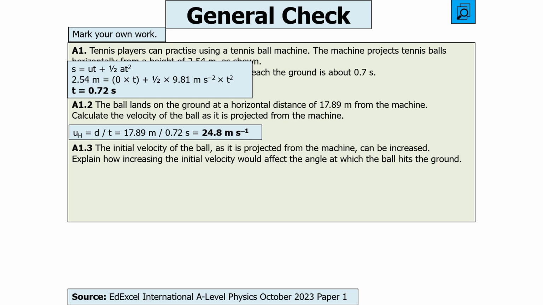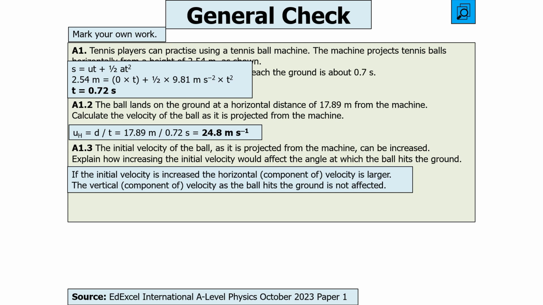Now if you think about what's going on, we've just said that the horizontal component is going to be larger because it's being projected further by the machine, which is projecting horizontally. The vertical component wouldn't be affected by this. It would still have the acceleration due to gravity on it, so you can therefore see what's happening in terms of the angle the object hits the ground at.